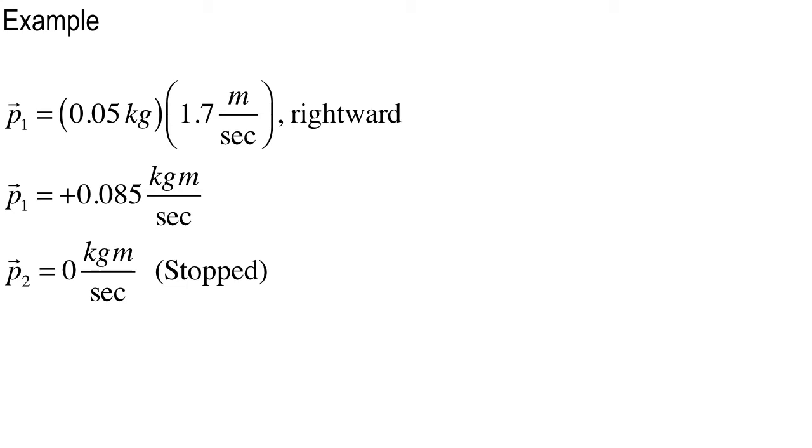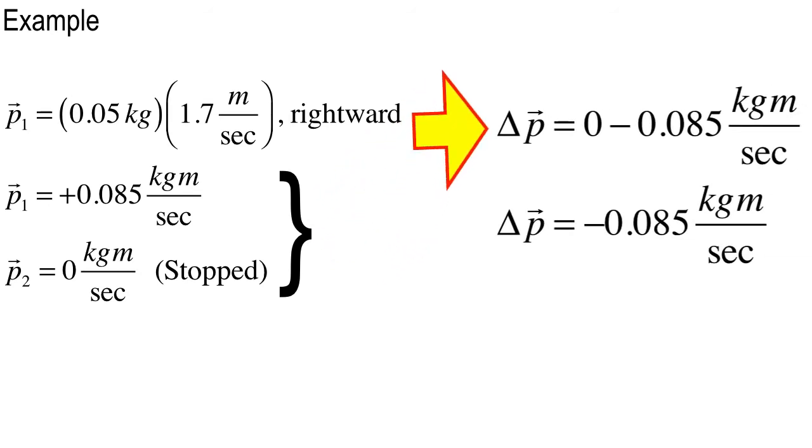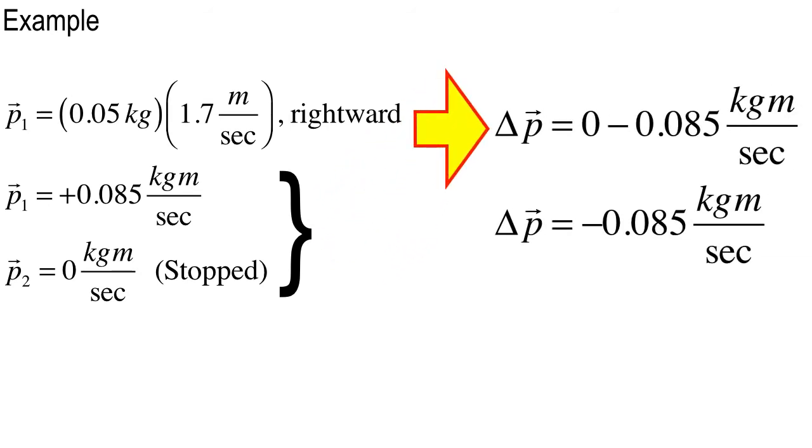All right, now, so there's our P1 and P2. Good. Now we want to get delta P. So let's get those two data, and let's calculate delta P. Now, it's always later minus earlier. Okay, so the later momentum is zero, and the earlier momentum is 0.085 kilogram meters per second. So we subtract that one. And what that means is that delta P is a negative number, right? Negative 0.085 kilogram meters per second, which is easy because we're coming to a stop.